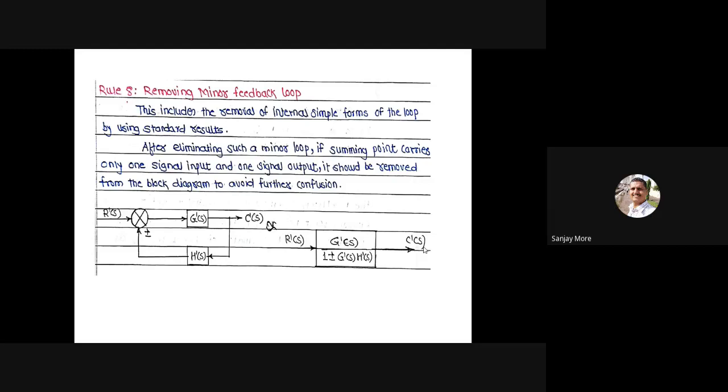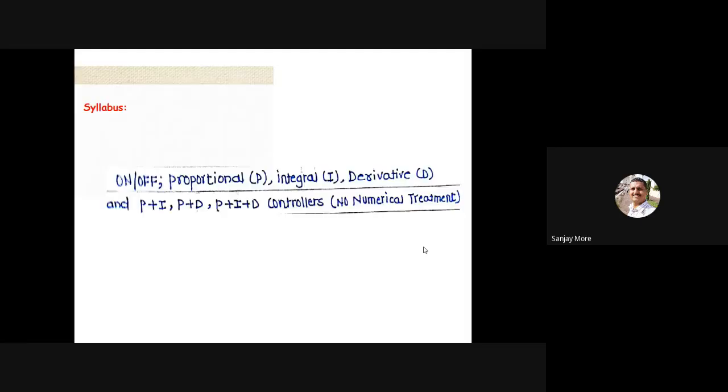So this is the total 8 rules of reduction of block diagram, and today we are starting a new point, modes of control. This is the last point of this chapter. Okay, so total three subparts. First one is the introduction of control system, second, block diagram representation, and third, modes of control. So we are going to start the third point, or last point, of this chapter, modes of control.